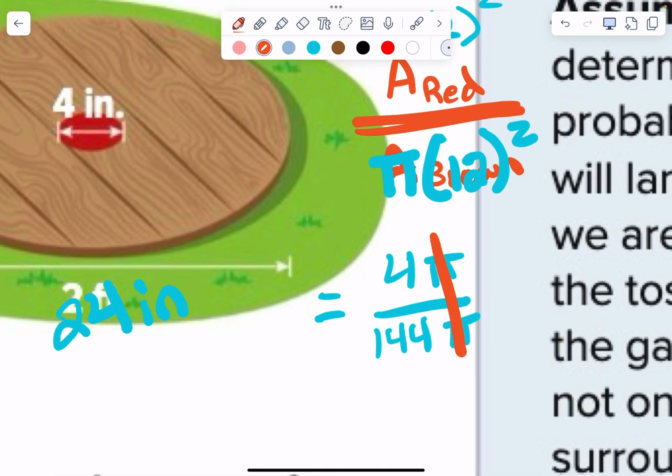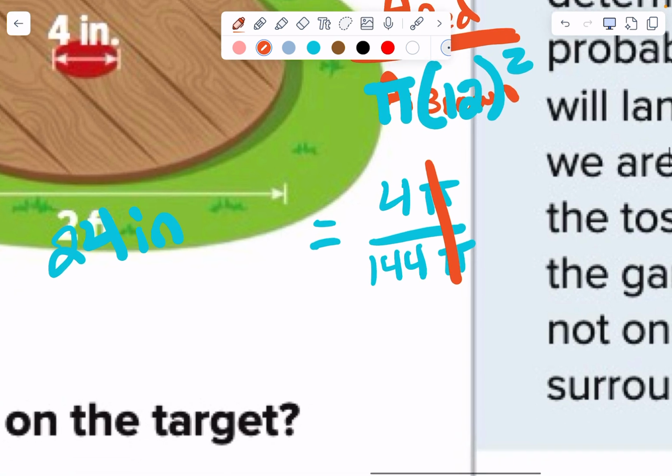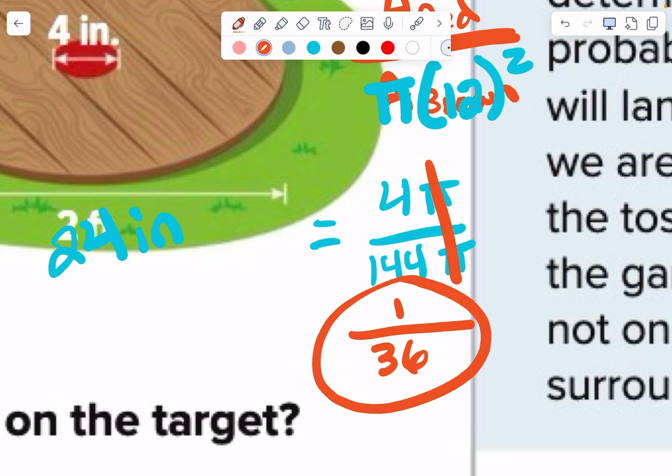I'm going to just drop the pi's off. They reduce. And 4 and 144, that will divide by 4. Yeah, you're right. 1 and 36. You can divide that in your head. 144 divided by 4, can you do that in your head? No. You should be able to. 24, 6, and then 120. Yeah.